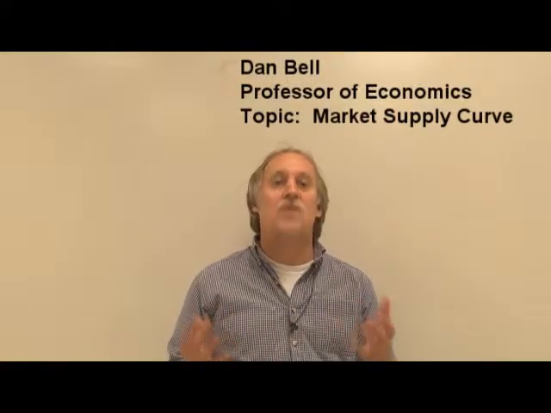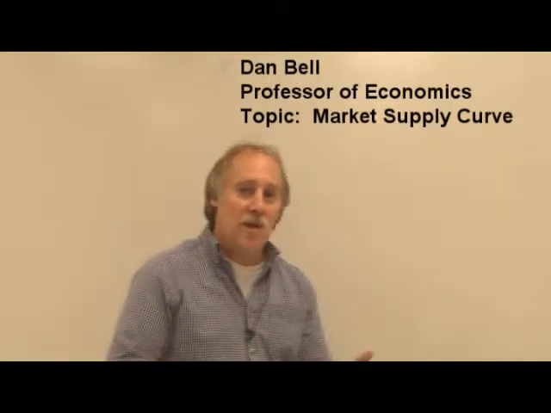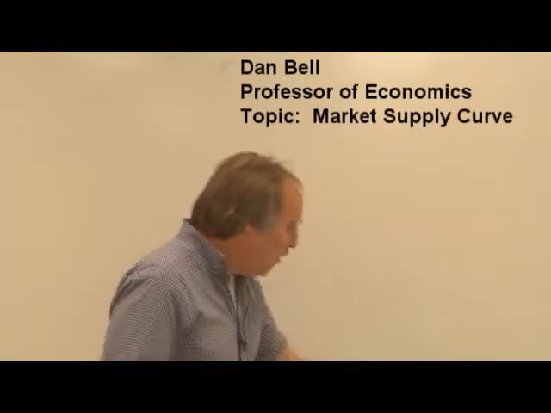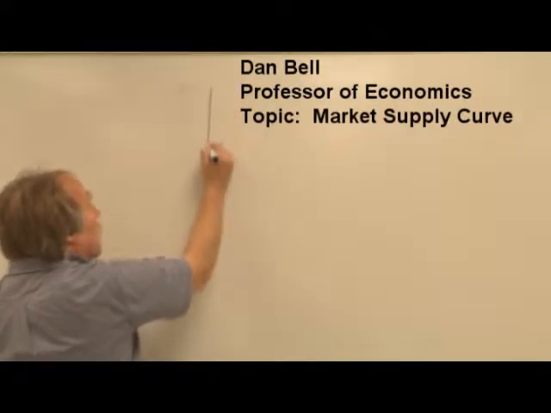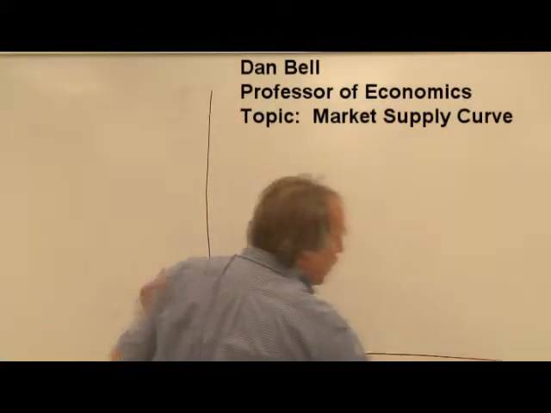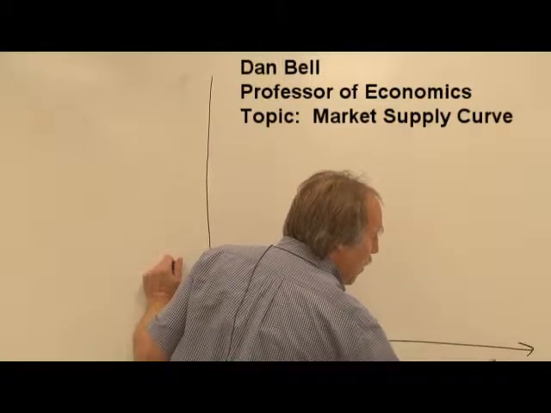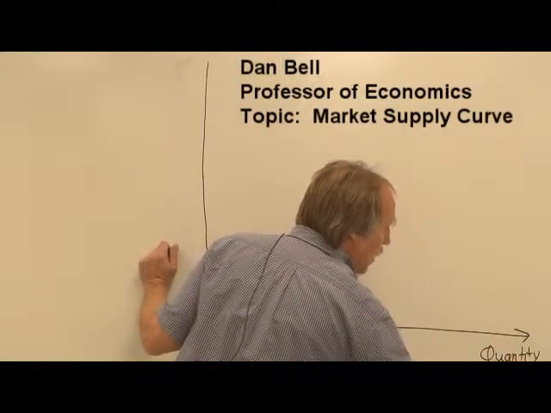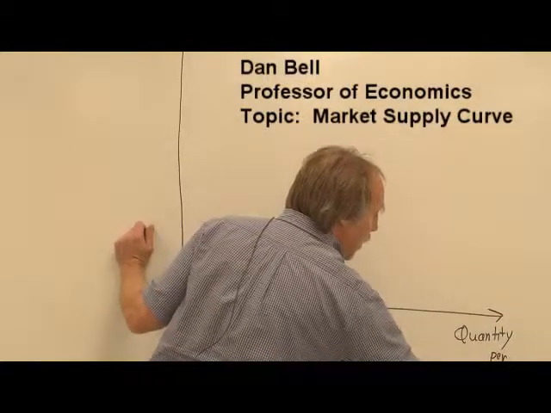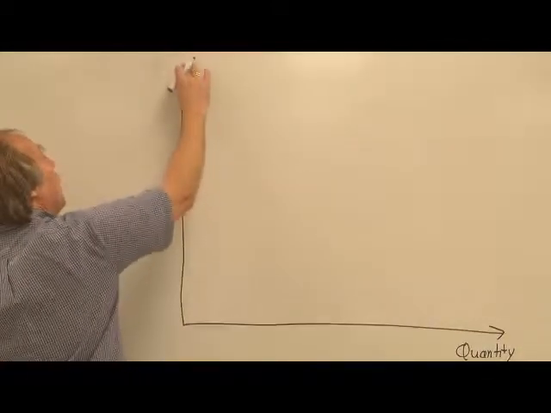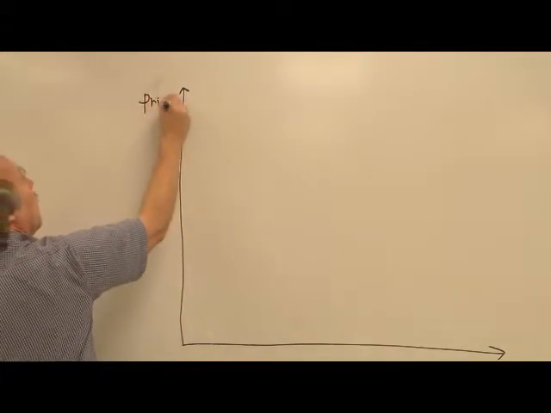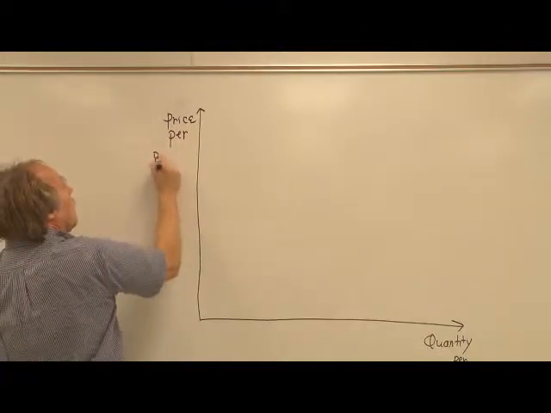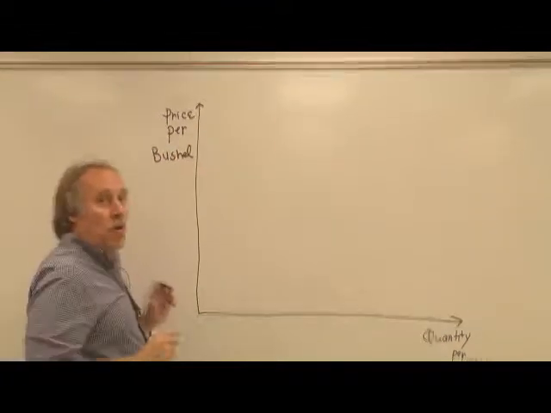And the way we get to the price is we have to put demand and supply together to see both sides of the same coin. So let's go ahead and just do that. So what we do, put Q, quantity per week, and put price. We've been talking about corn all along.